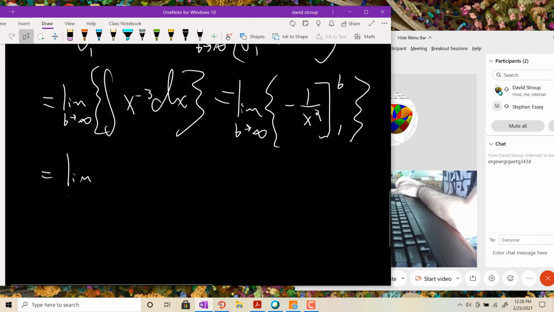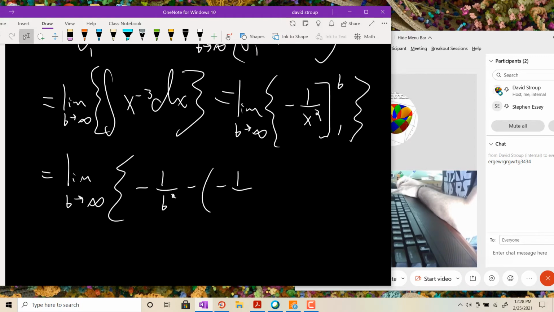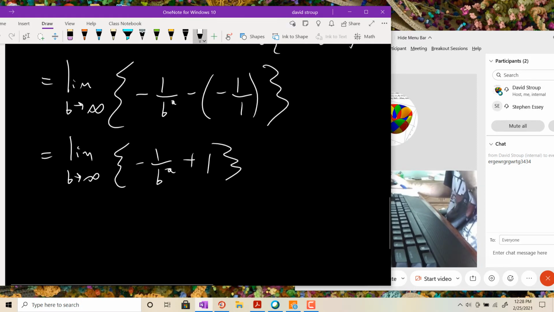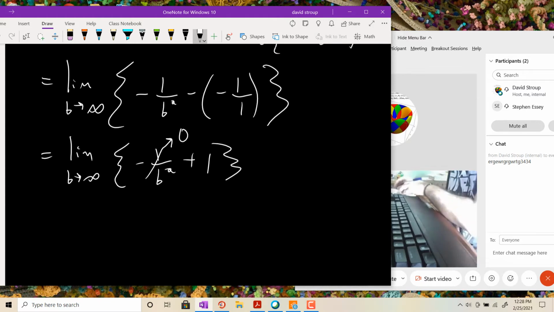So you have the limit then as b goes to infinity of negative 1 over b squared minus negative 1 over 1 squared. And then that'll equal the limit as b goes to infinity of negative 1 over b squared plus 1. Okay, so that first part, as b goes to infinity, this part will definitely go to 0, because that denominator gets huge. It's 1 over infinity form. Those always go to 0. So you'll end up with just the limit of 1, which is equal to 1.